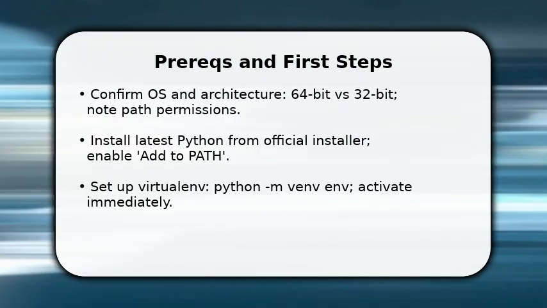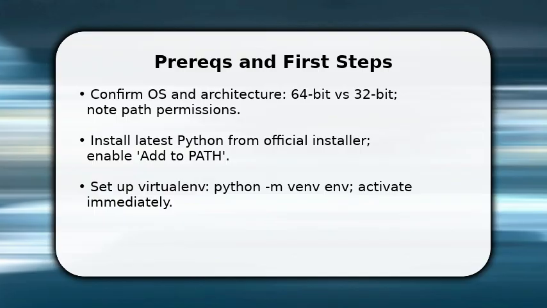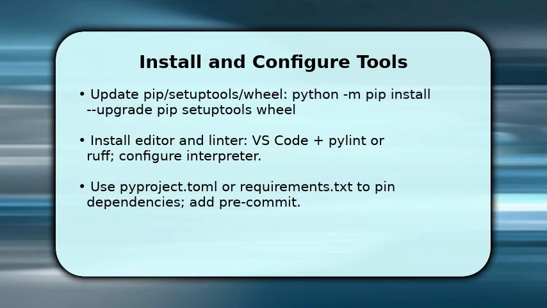Make sure to pick the latest stable release. It gives new syntax and security fixes. Finally, confirm pip is updated with python -m pip install --upgrade pip. Now install core tooling: upgrade pip, setuptools, and wheel so package installs are reliable.